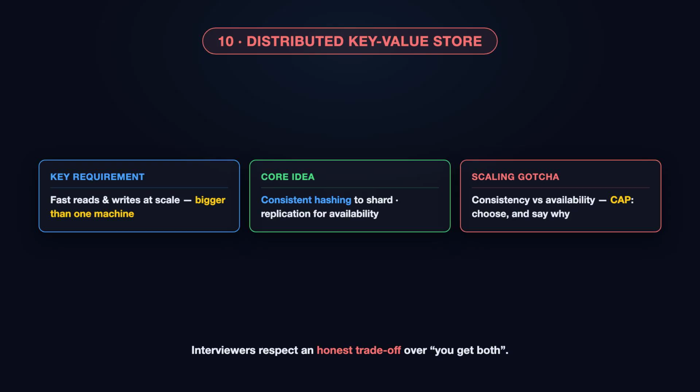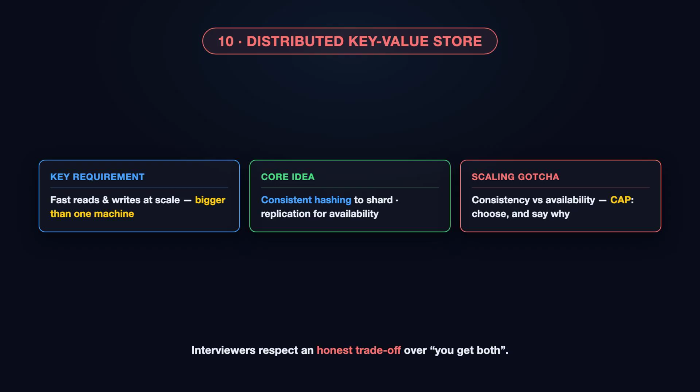Second, replicate each key onto several nodes, so the data survives a machine dying and reads can be served from more than one place. The gotcha, and be honest about this one rather than hand-waving: replication forces the consistency versus availability trade-off. This is CAP. When the network partitions, and at scale it eventually will, you cannot have both perfect consistency and full availability.